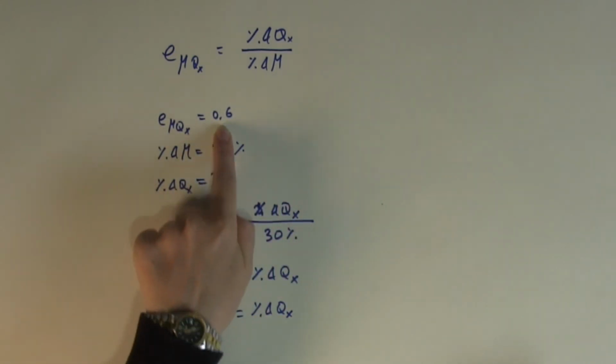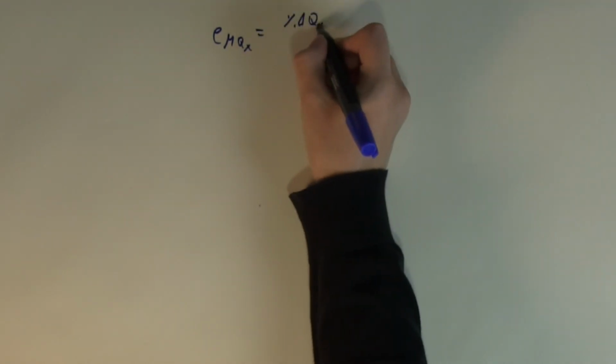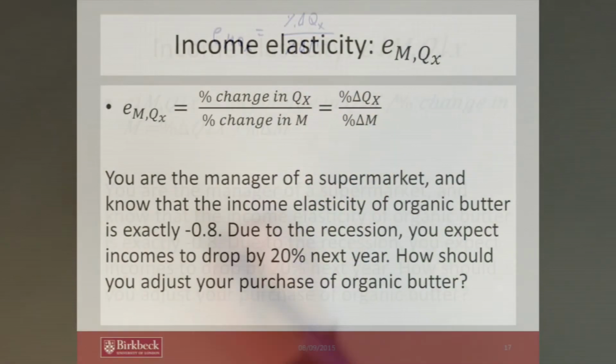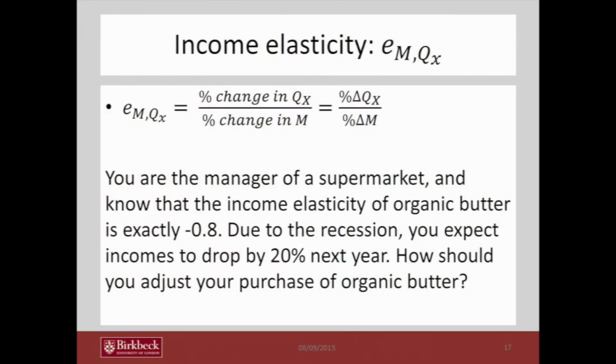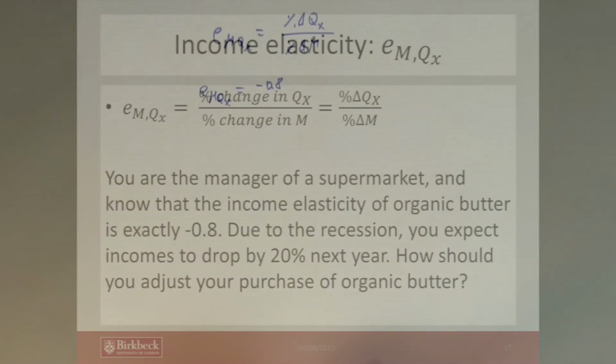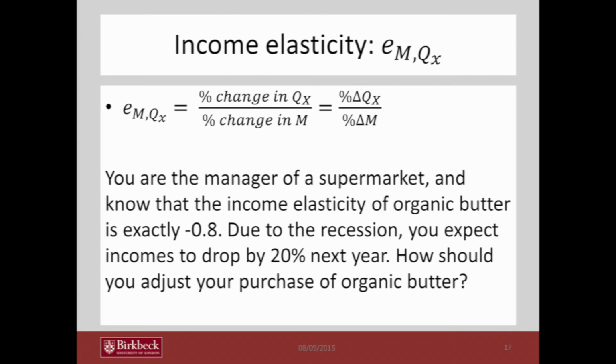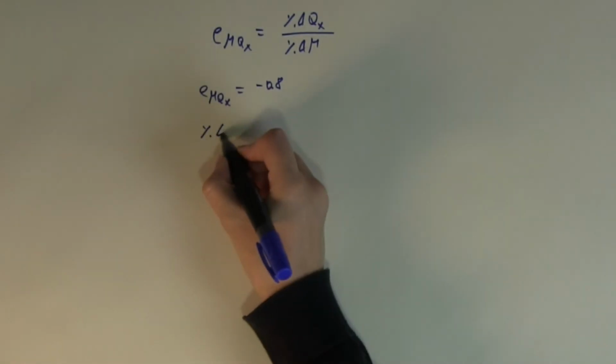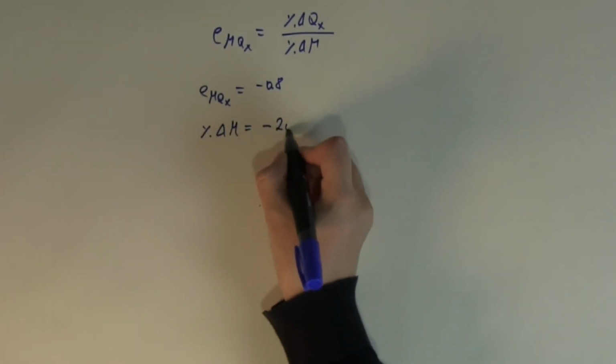Now let's look at the last example in elasticity, and this one's also an income elasticity question. You are the manager of a supermarket and know that the income elasticity of organic butter is exactly minus 0.8. So EMQX equals minus 0.8. Due to the recession, you expect incomes to drop by 20%, which tells you that the percentage change in income equals minus 20%.